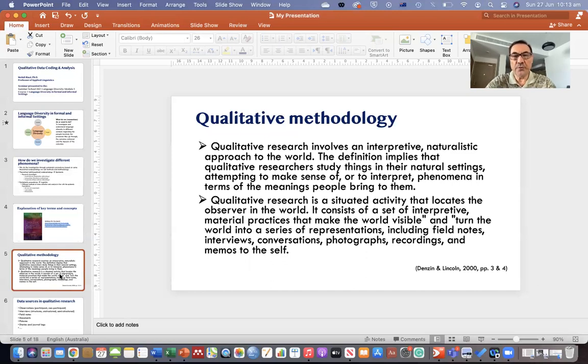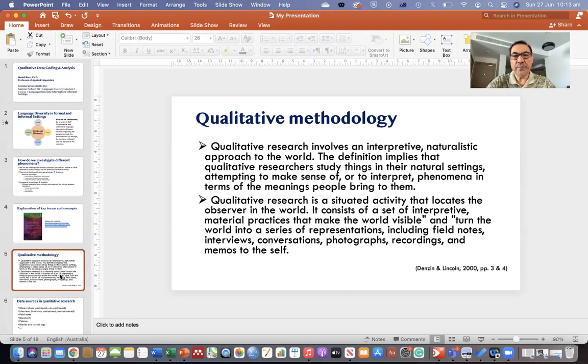So it's all about investigating people's experiences. Qualitative research is a situated activity, so it is context embedded. Any phenomenon that's going to be studied needs to be studied within its own context.